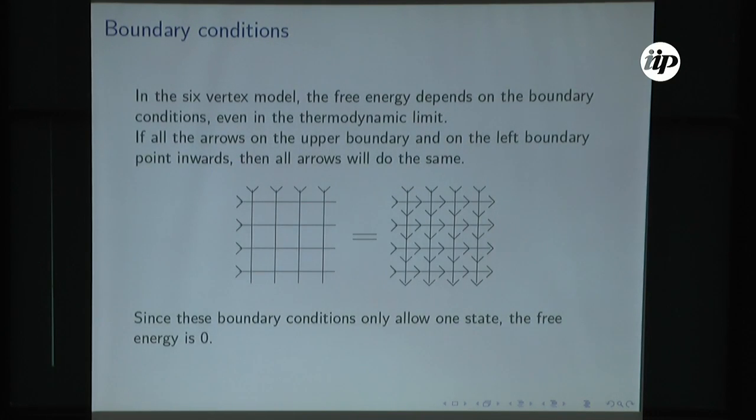Now, in the six-vertex model, the free energy will depend on the boundary conditions, even in the thermodynamic limit. This is in this picture. If on both the upper boundary and the left boundary all the arrows are incoming, the lattice will be completely determined. So this partition function only has one term. This case is trivial.